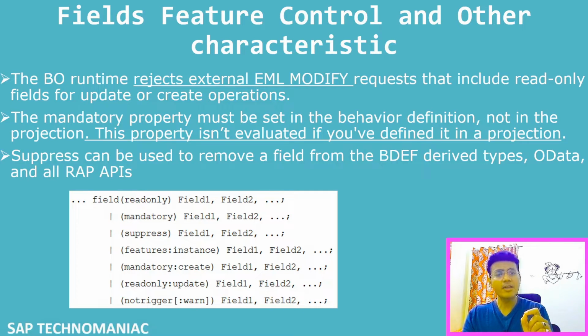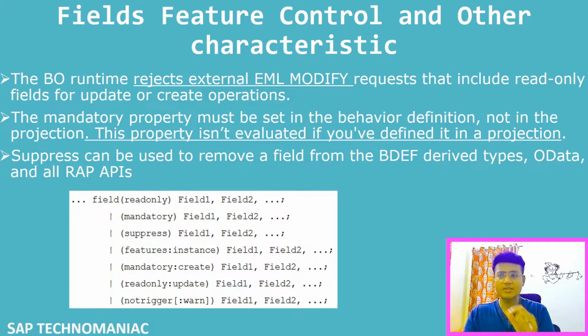And one more important thing: if a field is mandatory, we have to say that at the base behavior definition level itself. We should not say it at the projection layer. If you make some field mandatory at the projection behavior definition layer, that will not be evaluated by the runtime. So you have to make sure that whatever field you want to make mandatory, you make those particular fields mandatory at the base level only.